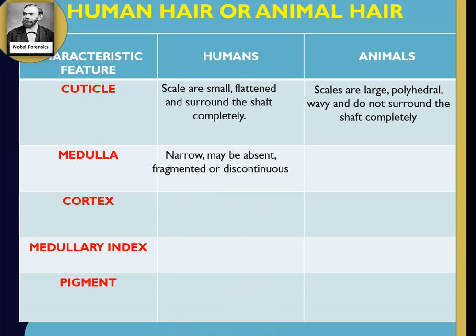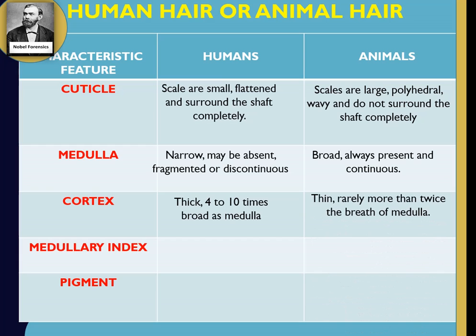Then medulla. In humans, the medulla may be absent sometimes. If present, it may be narrow, fragmented or discontinuous. But in animals, medulla is always present and also broad and continuous. Cortex: cortex is thick in humans, 4 to 10 times as broad as the medulla. But in animals, it is thin, rarely more than twice the breadth of the medulla.